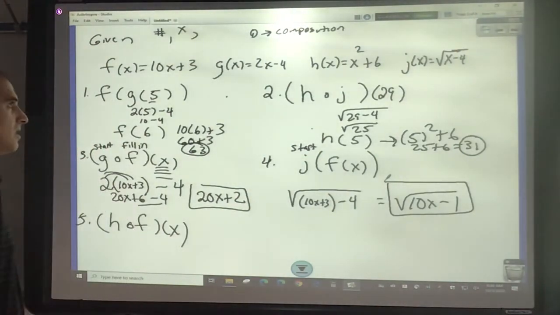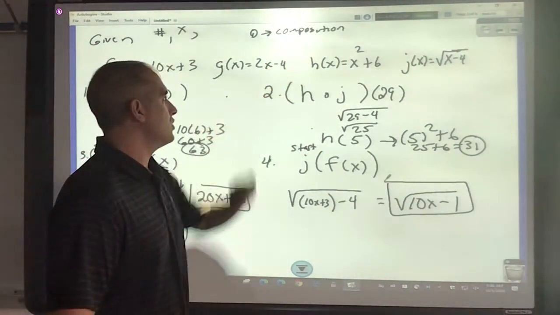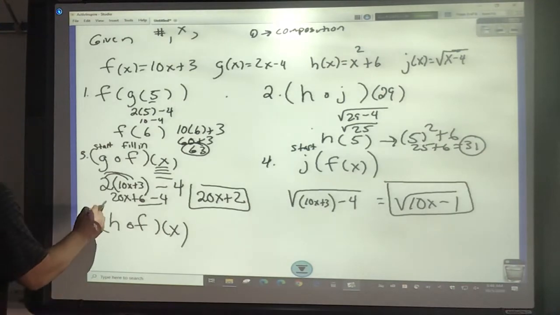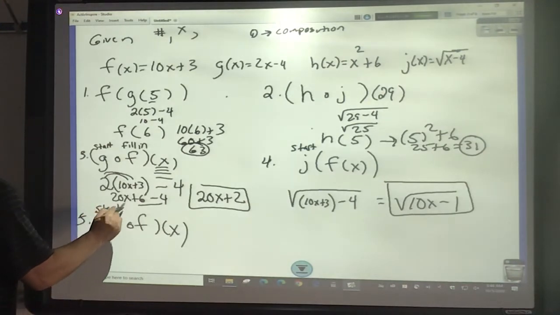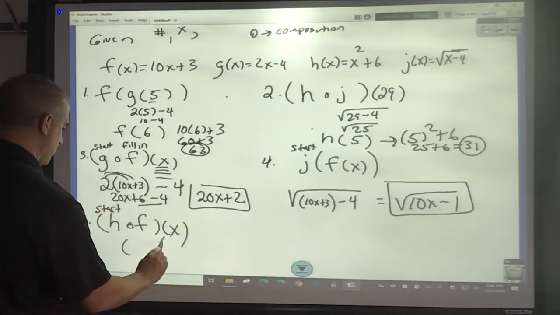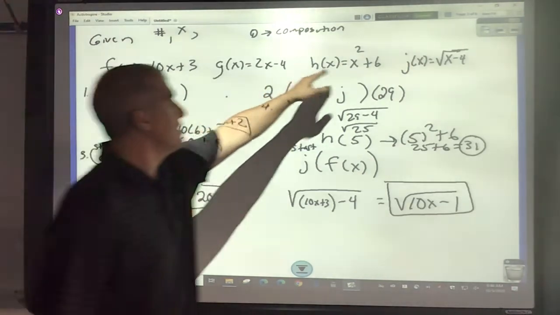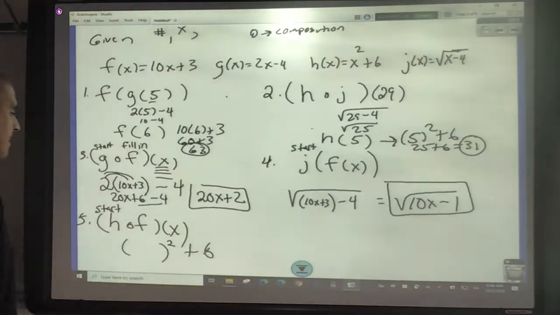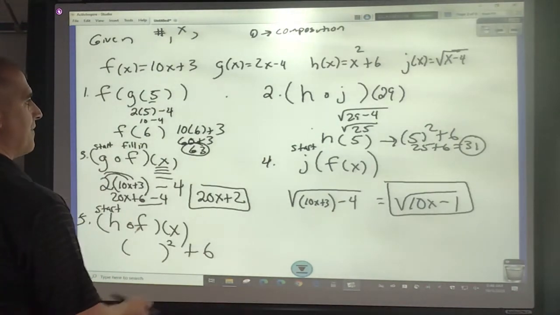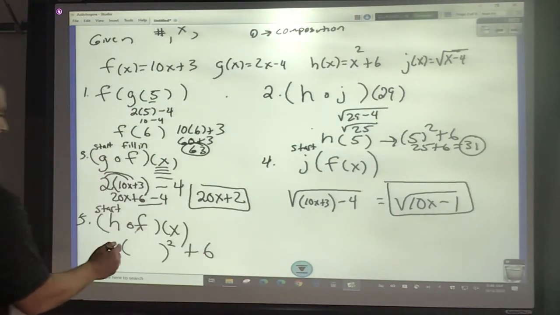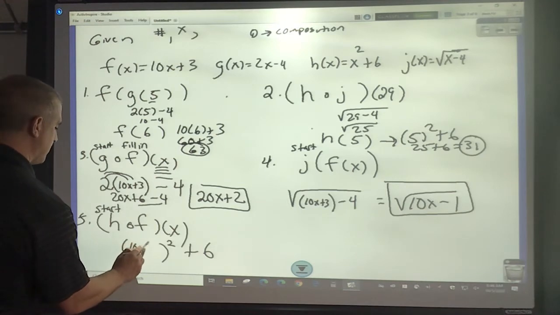Now, this function, I want to start with h, so squared plus 6. Notice I have taken the parenthesis right there. What am I filling in? I'm filling in the f function. Probably should have done the g function, but that's okay. Let's go with 10x plus 3.